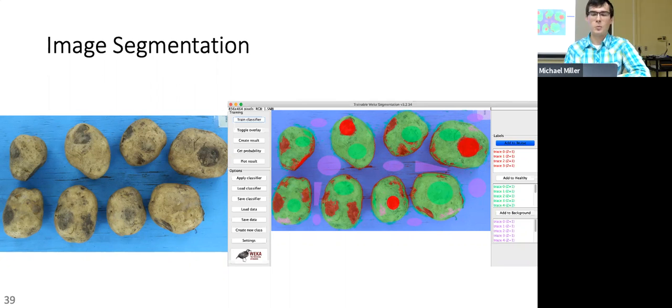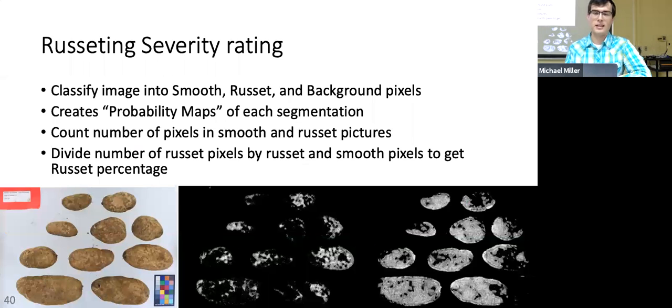And then once I have a classifier that seems like it works pretty well for that image and maybe a few other images, I take that classifier and apply it to different images at a larger scale. And so that was pressure bruise. Russet is basically the same way. It's just smooth, russet, and background categories, which is really the only difference.